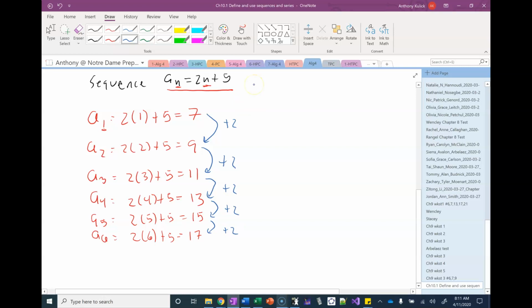So writing the terms of a sequence is just like evaluating a function, right? You're just plugging in values of the domain into our rule to find our values in our range.